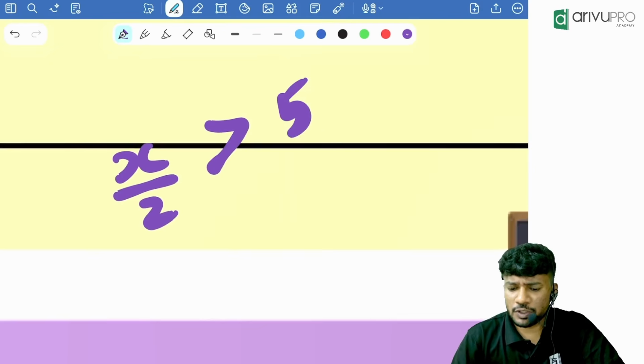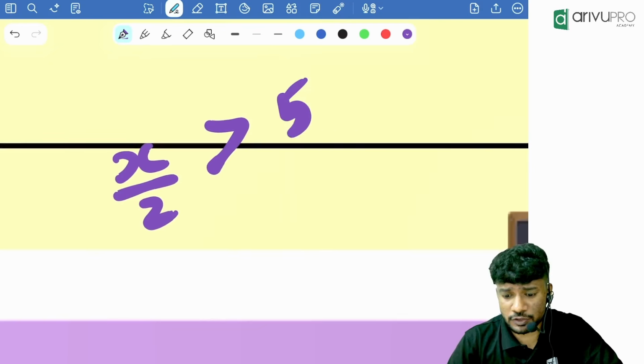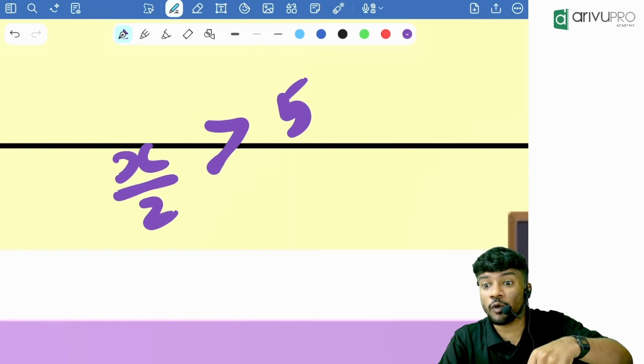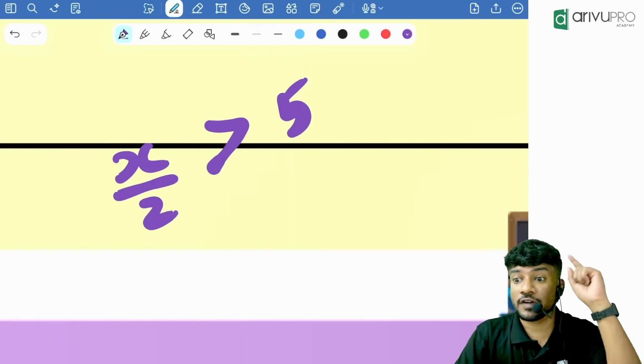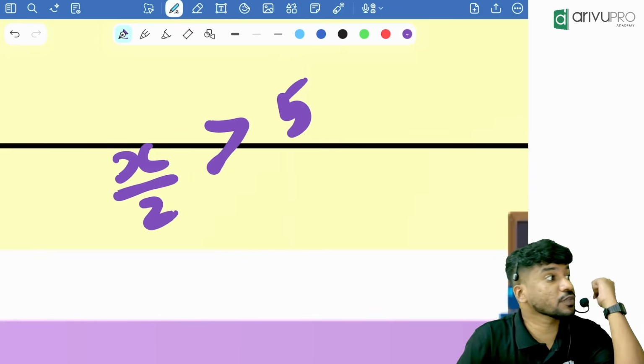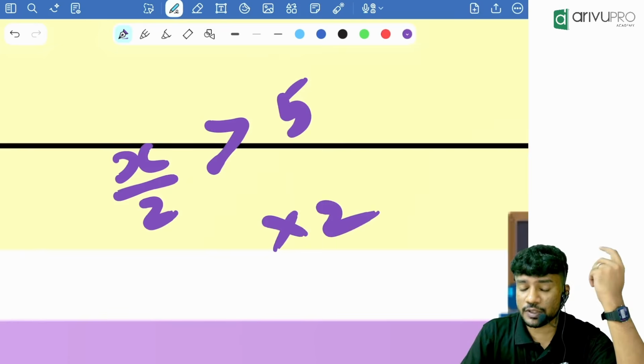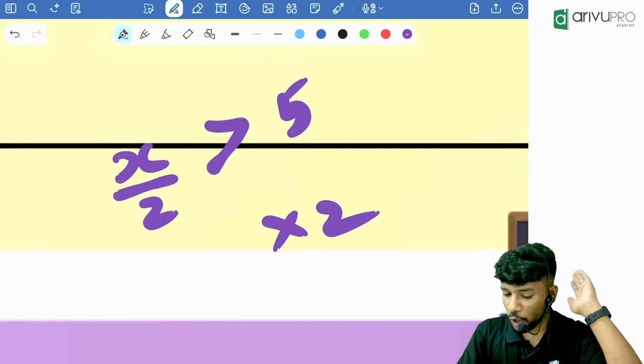What can you do? You will cross multiply. Or I will multiply both the sides with what? 2, so that whatever value is in the denominator will fade off. So keep it in your mind: when something is there in the denominator, we will multiply it with the same number so that the denominator will go off.